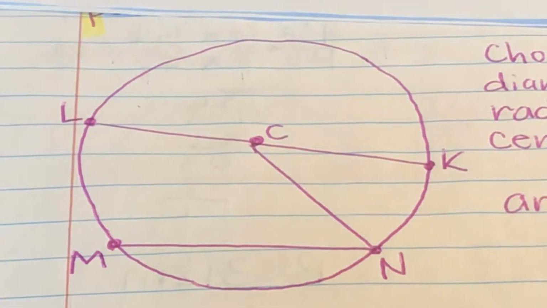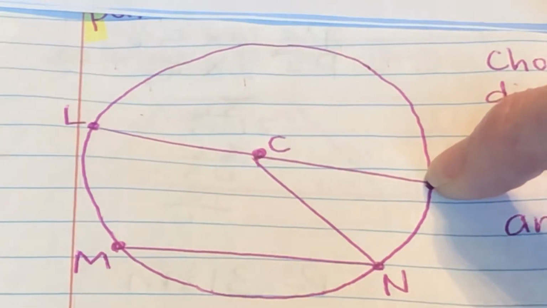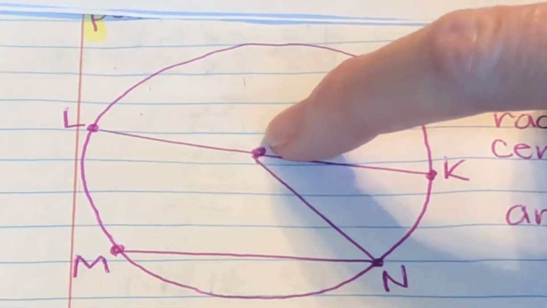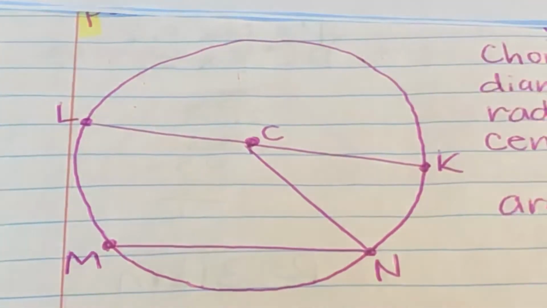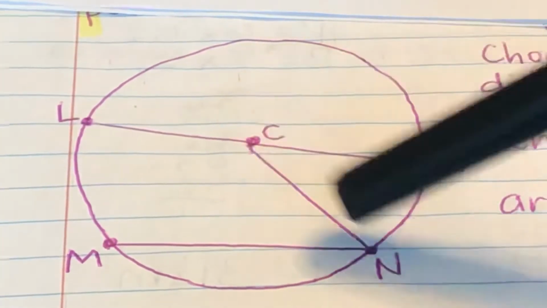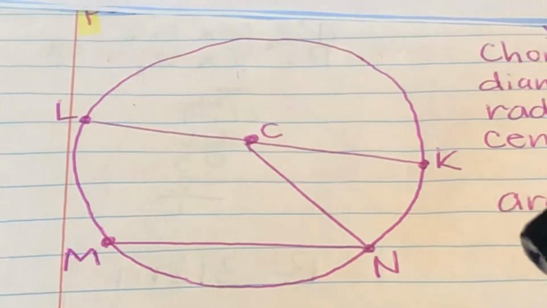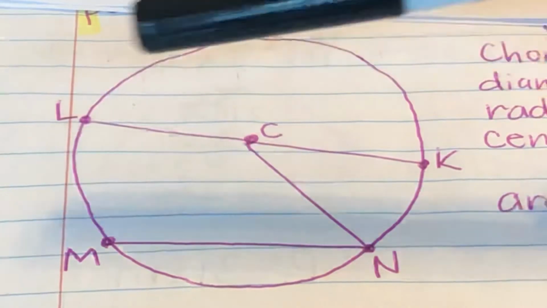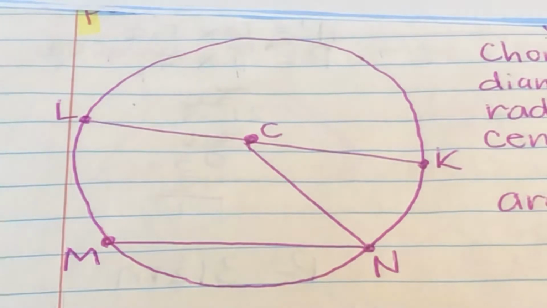So if we take a look at the definition, a line segment with one endpoint at the center of the circle and the other endpoint on the circle. So if we take a look here, CK, that would be a radius. One is in the center, one is on the circle. If we look at CN, that would be another radius. C is in the center, N is on the circle. CL, that would be another radius. C is in the center, L is on the circle. M doesn't connect to anything here. M doesn't connect to C, so that can't be a possibility.